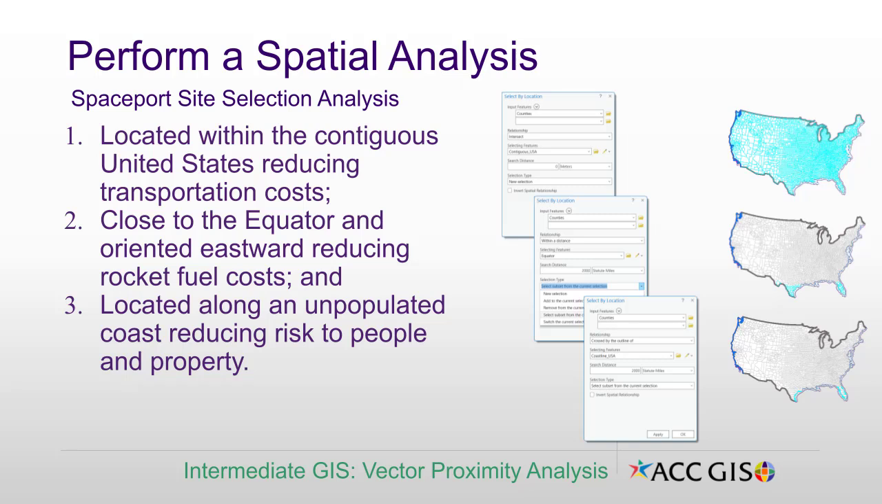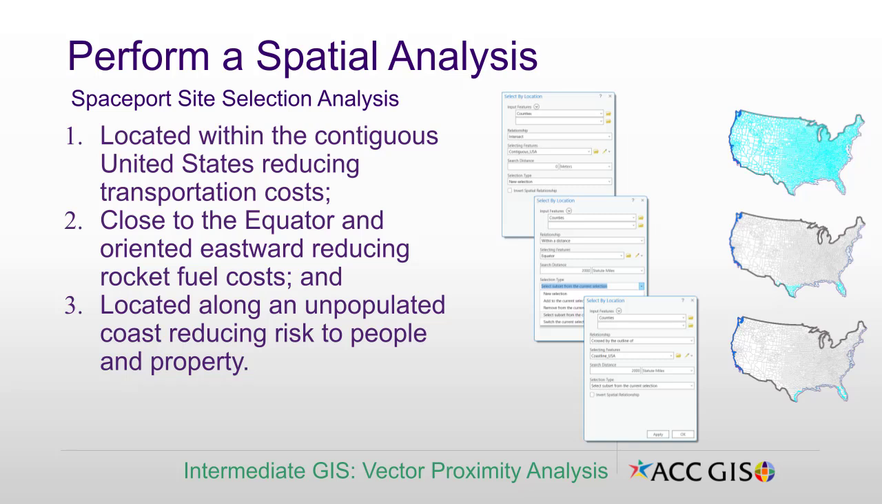In the spaceport project you'll be working on, it was very similar to the site analysis that we viewed in the video at the very beginning of this lecture, in which there was a high-level national search and then a more localized site analysis. You're going to be completing the more localized site and feasibility analysis, but it began with a national search for a county in which to locate the proposed spaceport. And SpaceX wanted to locate the spaceport within the contiguous United States, reducing transportation cost, located close to the equator and oriented eastward, reducing rocket fuel cost, and located along an unpopulated coast, reducing risk to people and property.